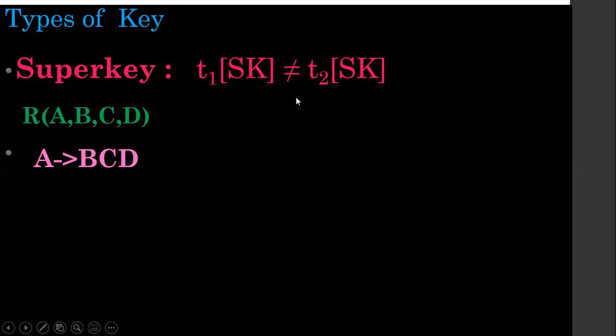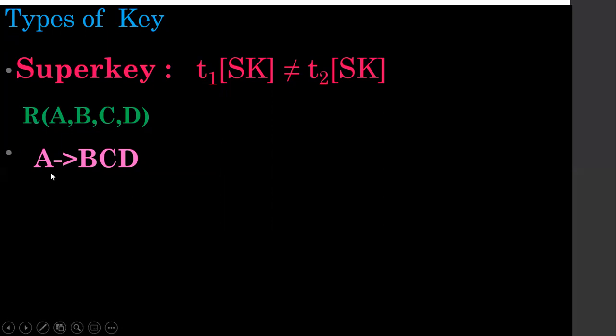Now for example, here I have a relation R with four attributes A, B, C and D. Now we'll find the super keys. From attribute A, we are finding attributes B, C, D. So with the help of A, if it is possible to find all other attributes of the relation, then I can say A is a super key.